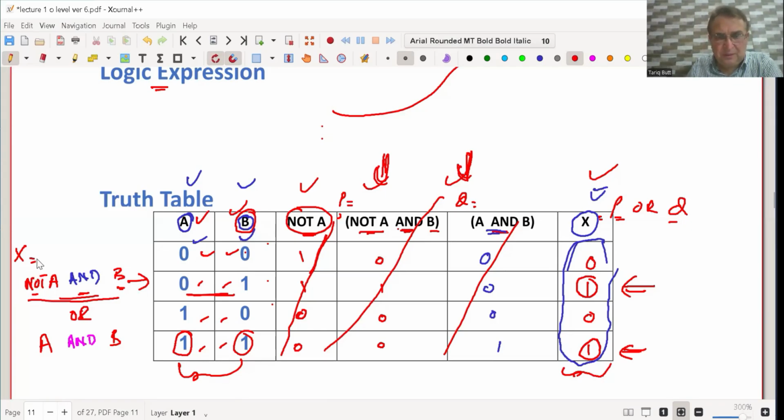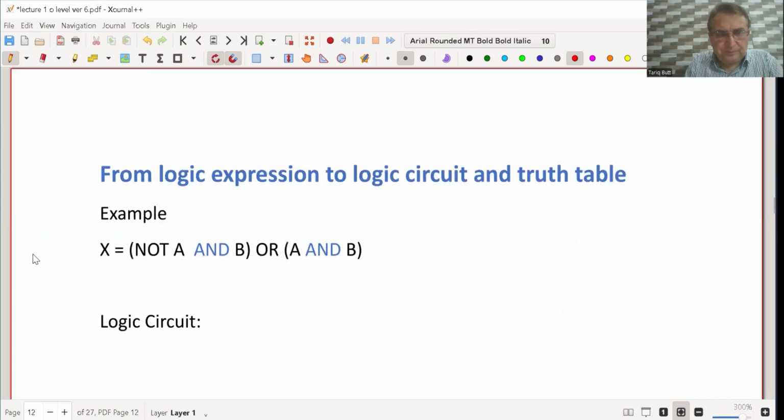That is how you write down the logic expression. That's it. So this concept will be used in later examples. Fine. Okay, move to the next. Let's say over here we are given some logic expression, and from the logic expression you are supposed to design the logic circuit and the truth table.